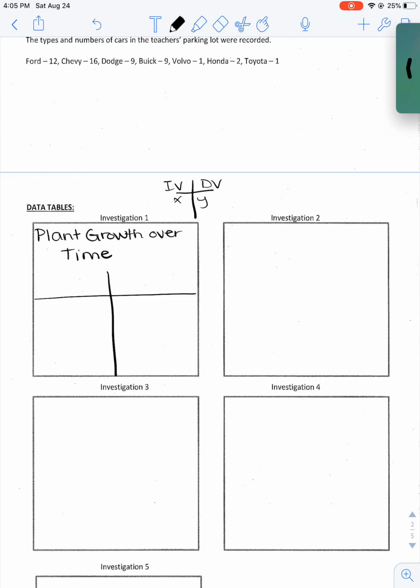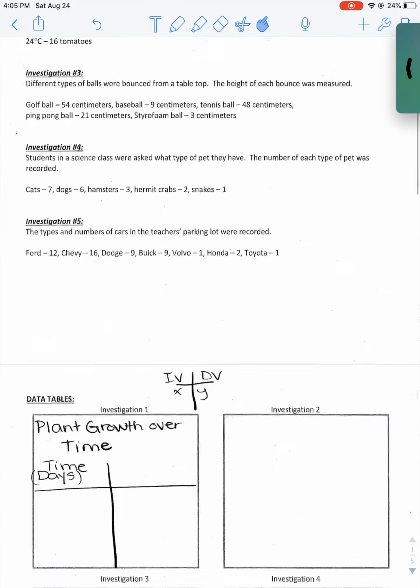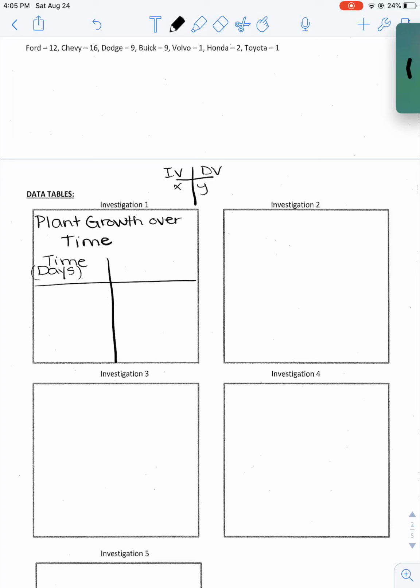Now my independent variable here is time. Okay, so I allowed time to pass. So days would be my unit. Time is my column heading. My dependent variable, let's look back up here. I measured plant growth in centimeters. So growth in centimeters. We had 1, 2, 3, 4, 5, 6 days.